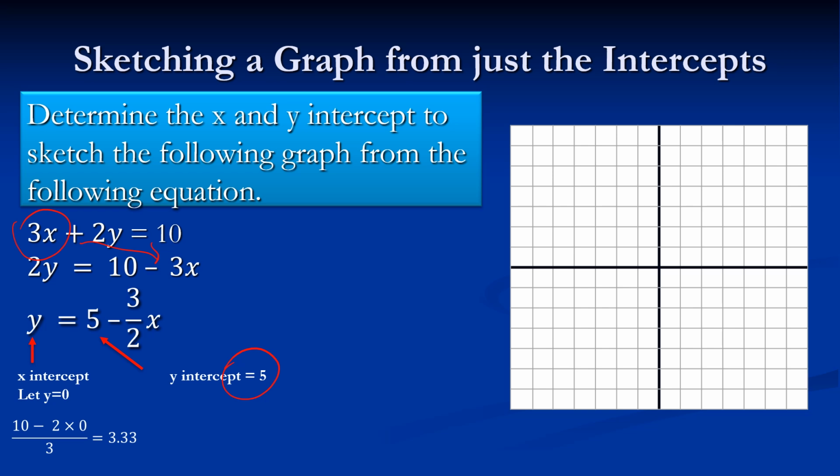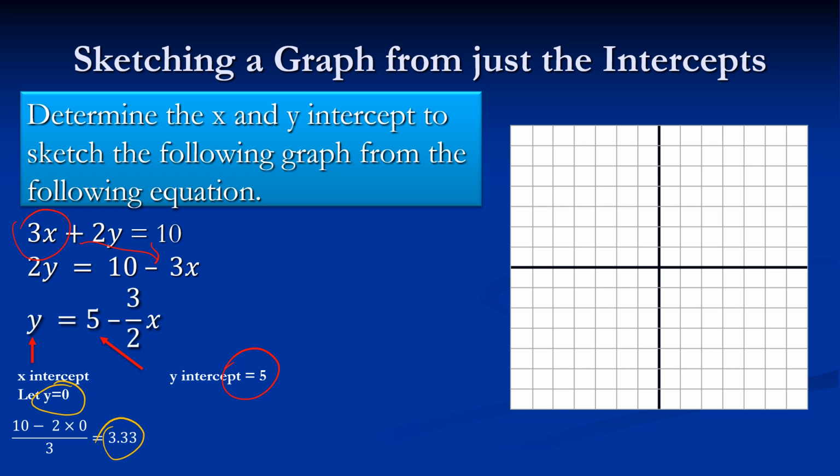And we can also just head back up to the top and solve for x, letting y equal 0. So 3 times something plus 2 times 0 equals 10. So we should know that x will equal 10 divided by 3, which is 3 1/3. So now we have our two sets of coordinates.